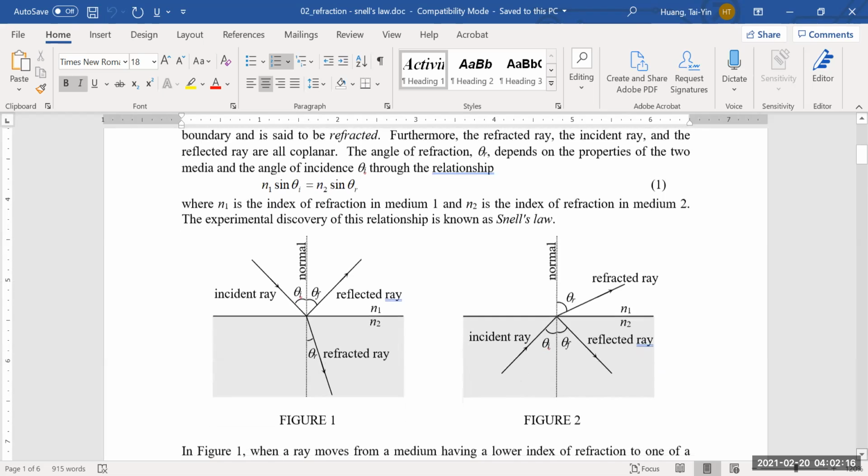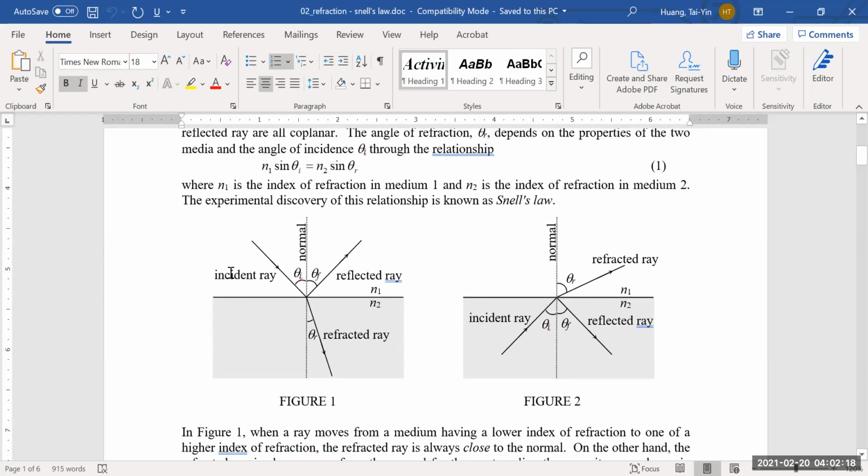So this is a diagram. Let's say you have two different materials. The first material has an index of refraction which we call n1, and the second material has an index of refraction which we call n2. And you have the normal line here. When light strikes the surface, or what we call the interface, you have the incident ray and the reflected ray.